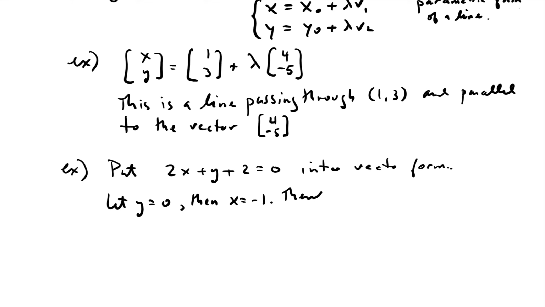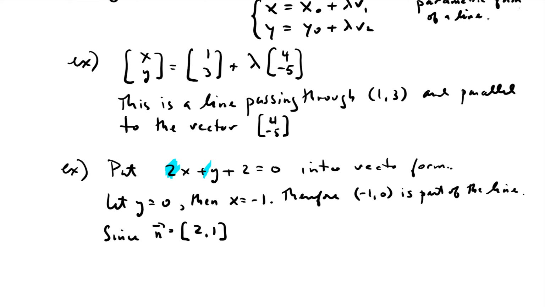So therefore, minus 1, 0 is part of the line. I need that for my point slope form. And then what I need is a vector that's parallel to the line, pointing in the direction of the line. With that equation, I can easily get a vector that's perpendicular to the line. I just need to look at the coefficients of x and y. So n equals 2, 1 is perpendicular to the line.